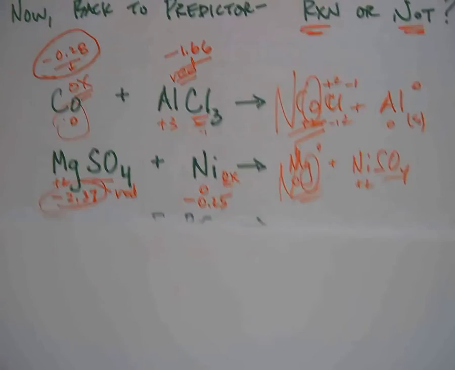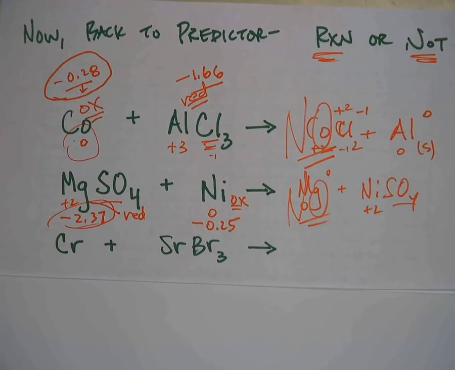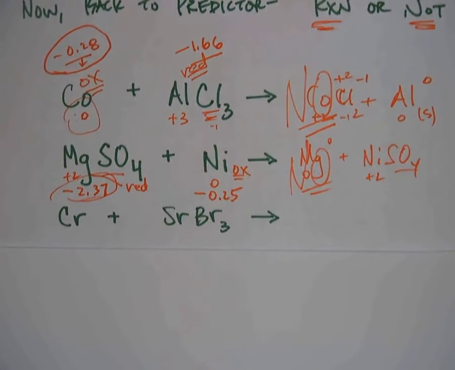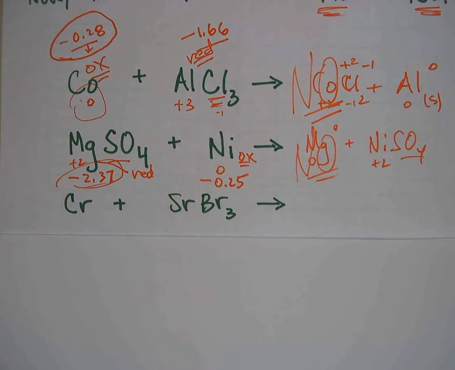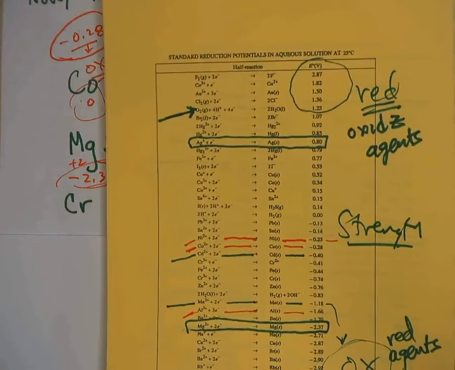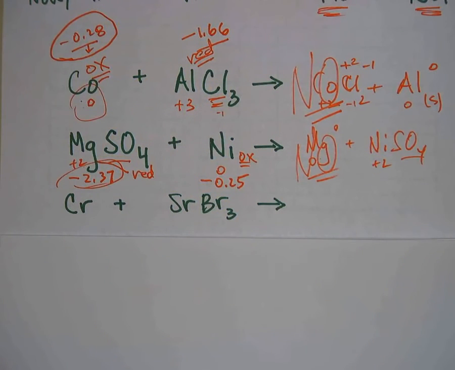All right, now this next one, I want you to try. Pause the video now and see if you can predict whether this reaction will happen. Go through and assign the oxidation numbers. Predict what the reaction would be. Look at this sheet and see whether or not you think the reaction will happen. And then play the video. Pause it now.